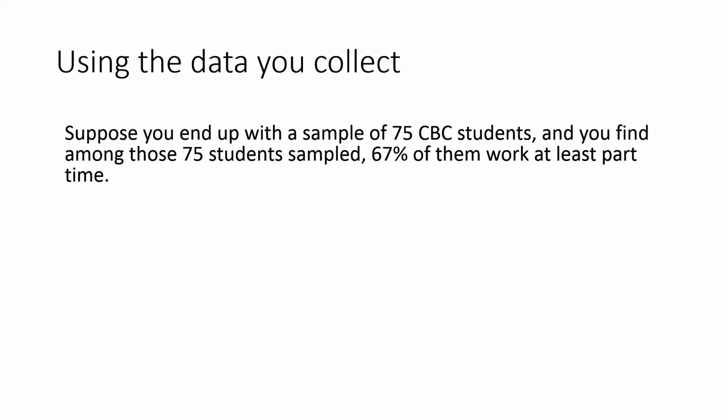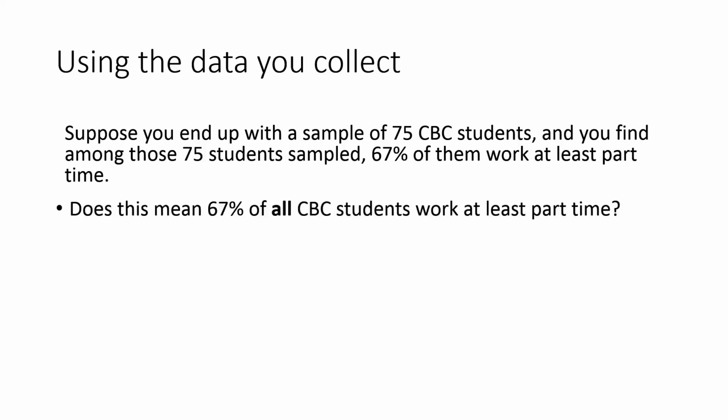We have hard, fast numbers. I took a sample, 75 students. That's quite a few students. 67% of them are working at least part-time. That's a nice numerical summary. It tells me something about the sample you observed. Now the question is, does that actually mean that 67% of all CBC students work at least part-time?